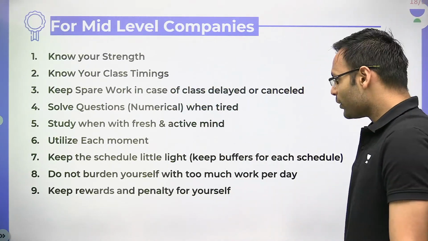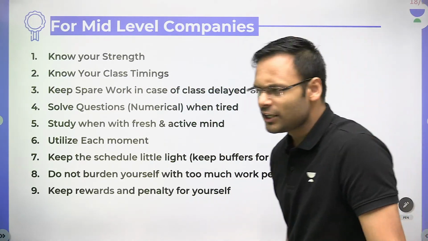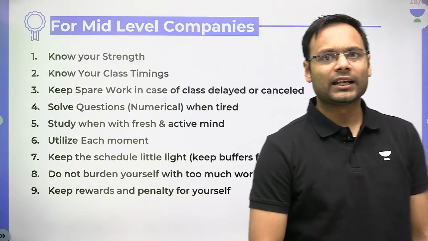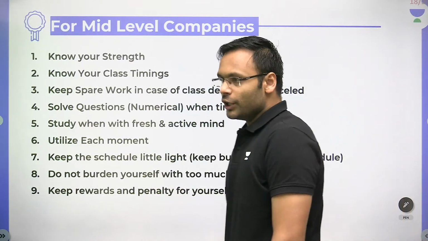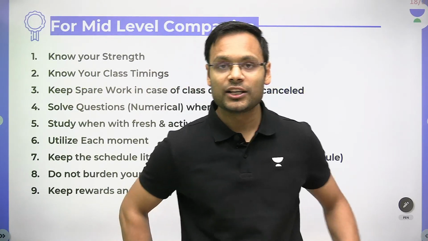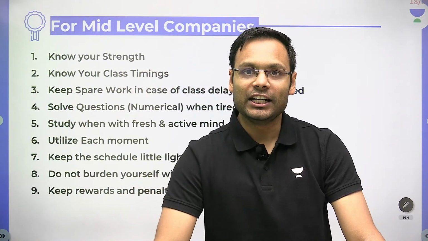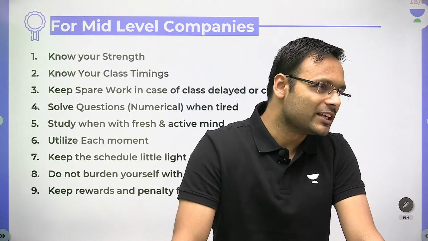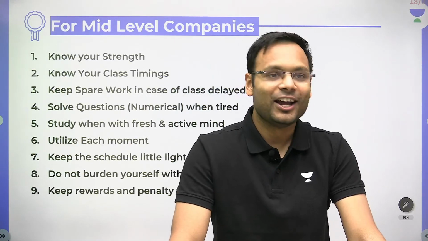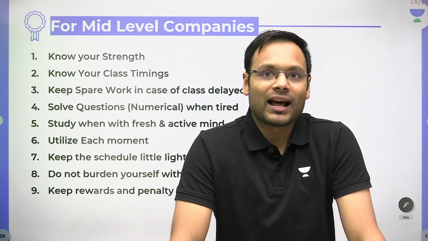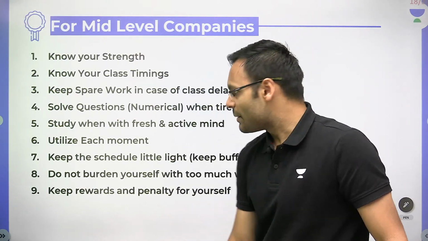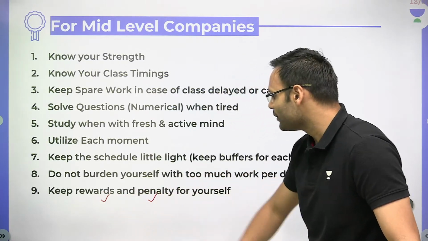Next point, keep rewards and penalties for yourself. Let's say you like chocolates or you like something to eat. Just give yourself a particular schedule plan that if you meet all the deadlines within a week, then on Sunday I will treat myself with chole bhature or this particular food, or I will go for 1 hour cycling or gymming, or I will play this particular game for 1 hour on Sunday. So you just take some kind of reward program and penalty program for yourself.